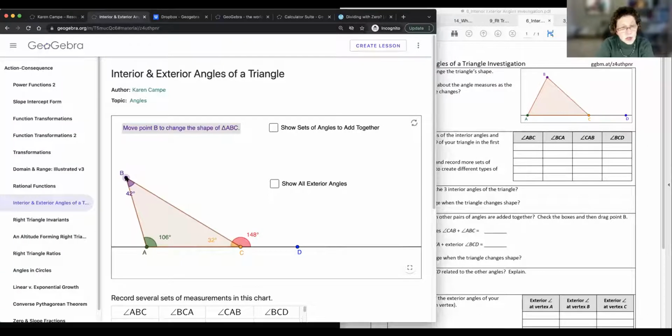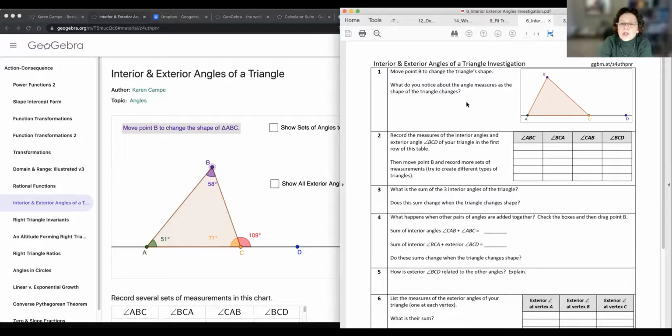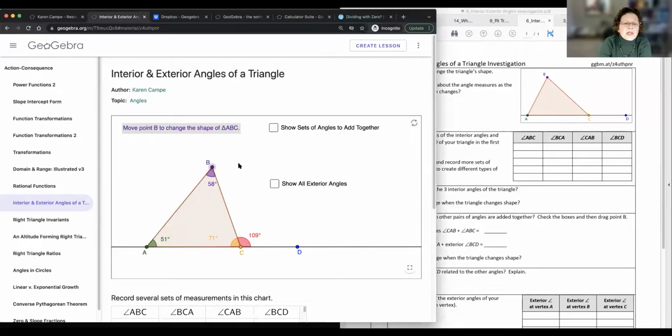So my mantra is drag and move whenever we're doing dynamic geometry. So the first question on the handout, and I actually need to add it onto the GeoGebra activity before the chart, is move point B to change the triangle shape. What do you notice about the angle measures? Because I want students to think about it before they do anything with the math. It's just the same way that when we have students who see a word problem and they just start adding and multiplying the numbers of the word problem without reading, I want students to make some observations.